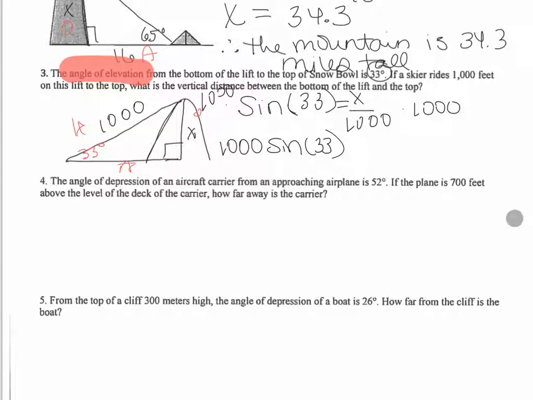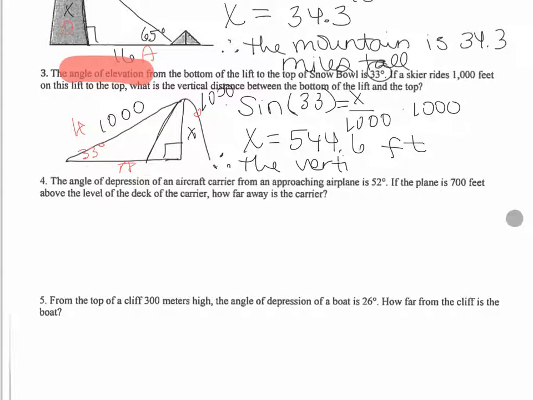I don't even know why I'm writing that. I'm supposed to be typing that in my calculator. So when I type that in my calculator, I get x equals 544.6 feet. So therefore, the vertical distance is 544.6 feet.